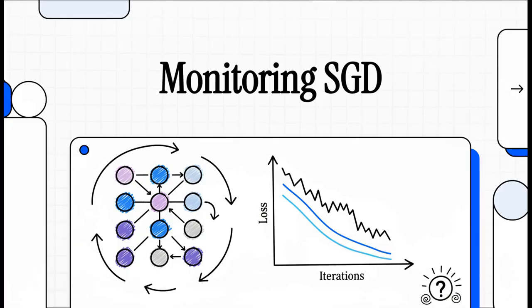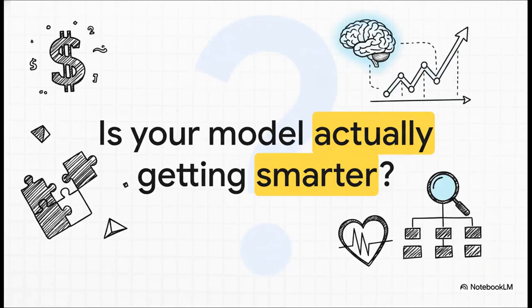All right, let's get right into it. So, you've got your machine learning algorithm all set up. You're feeding it a massive data set, maybe millions of examples, and you kick off the training using stochastic gradient descent. But how can you be sure it's actually working? Is your model getting smarter with each example, or is it just spinning its wheels? That's the question, isn't it?